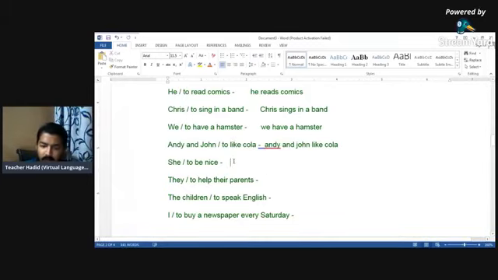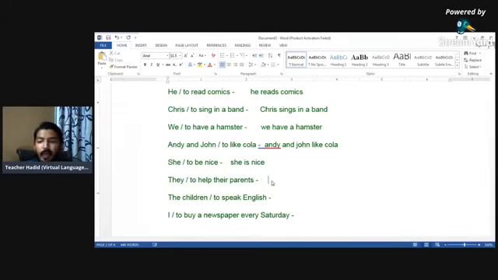So here, she, instead of to be, I can say she are. No. I can say she am. No. So I can say she is nice. Okay. Moving on to the next one.